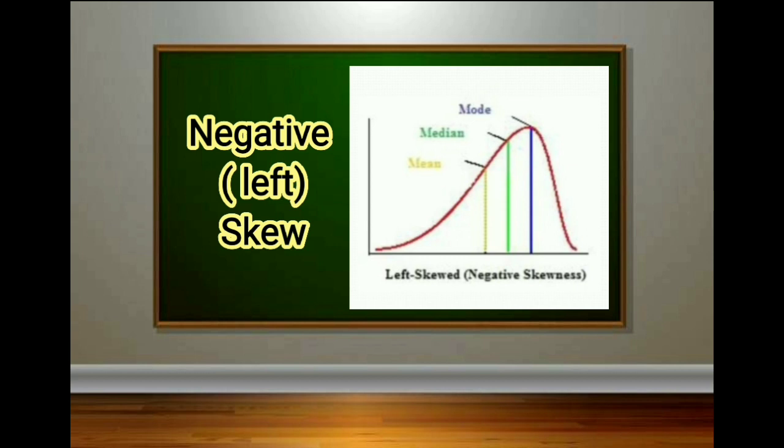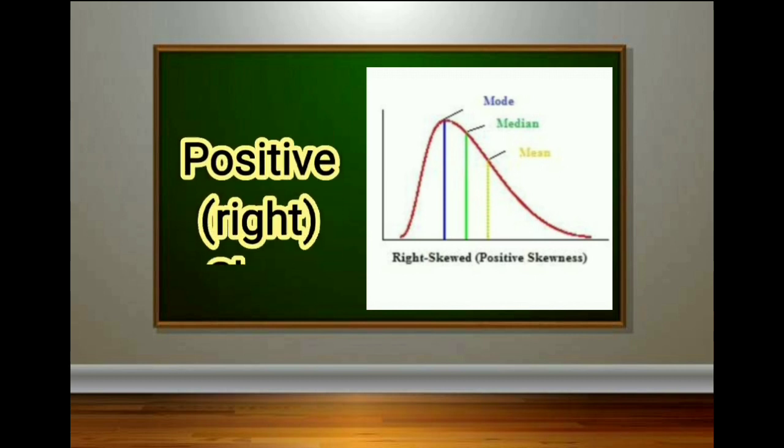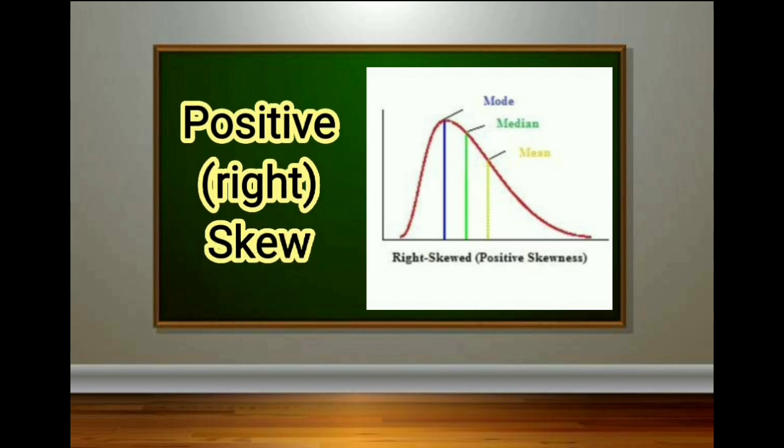So you will see that the mean is less than the median, which is less than the mode. Next is positive skew. If the long tail is on the right, we say the skew is positive. It is heading towards the positive end of the x-axis. And you will see that the mode is less than the median, which is less than the mean.